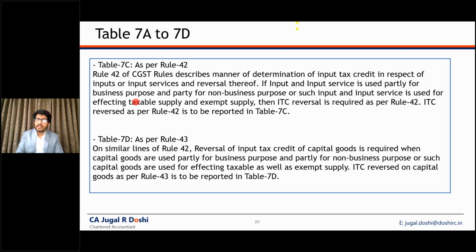It cannot be done, say out of my 10 products, this inward supply is used only for 3 products, so let's take the turnover only for 3 products. No. Rule 43 talks about proportionate set off for capital goods. As per Rule 43, I can take complete set off in the first month and I have to proportionately reverse the set off in the next 60 months in proportion of tax exempt supplies.